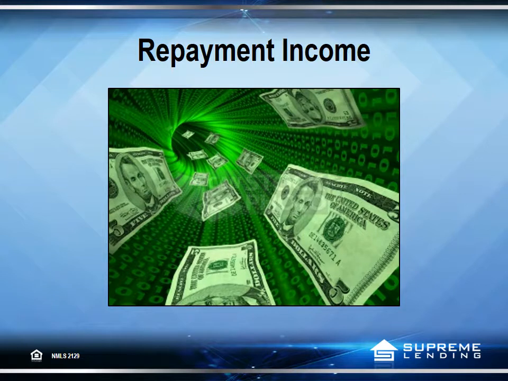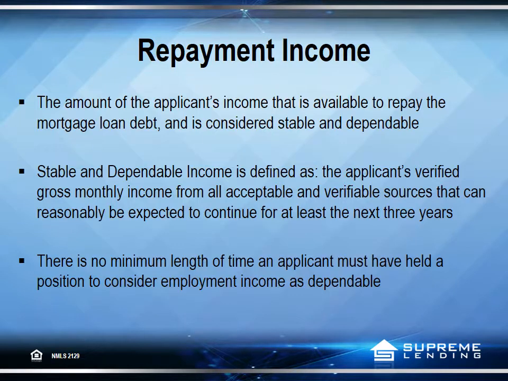Now we'll move along to repayment income. The amount of the applicant's income that is available to repay the mortgage loan debt and is considered stable and dependable is repayment income. Stable and dependable income is defined as the applicant's verified gross monthly income from all acceptable and verifiable sources that can be reasonably expected to continue for at least the next 3 years.